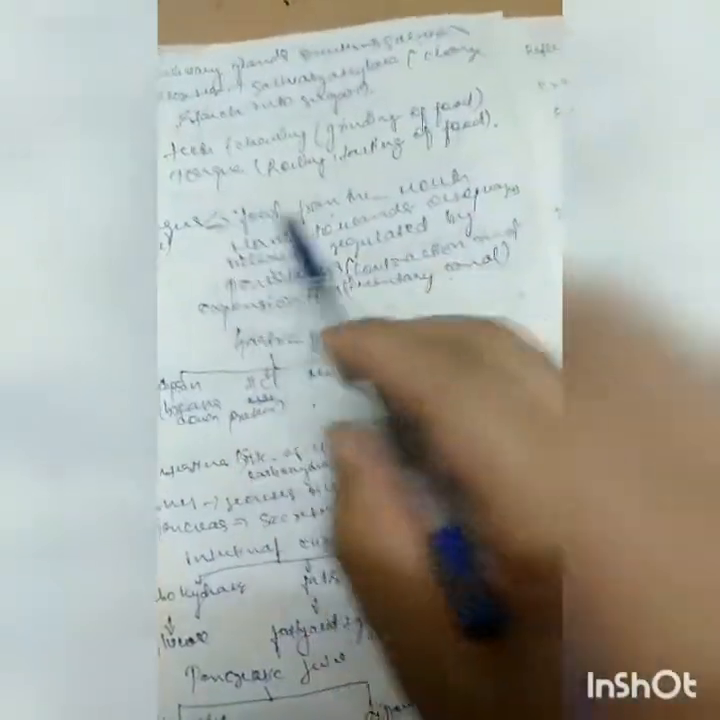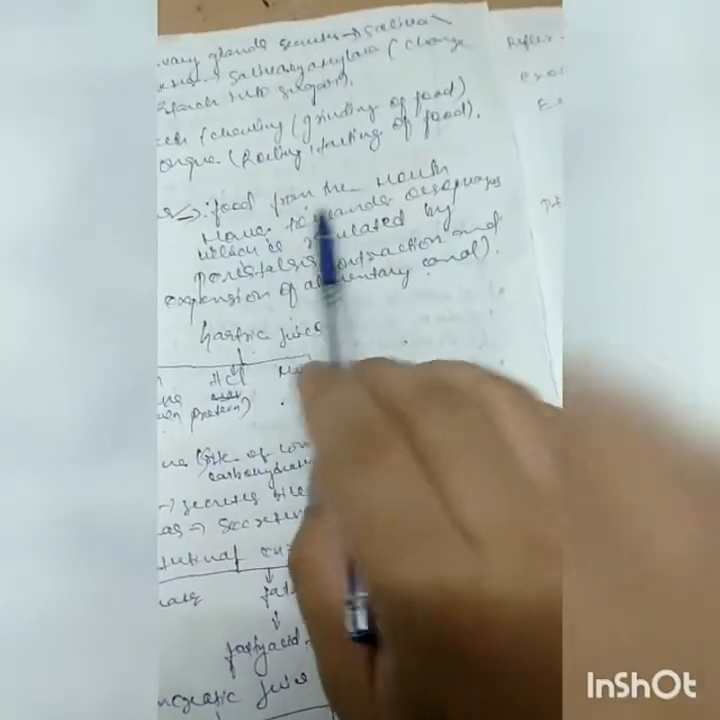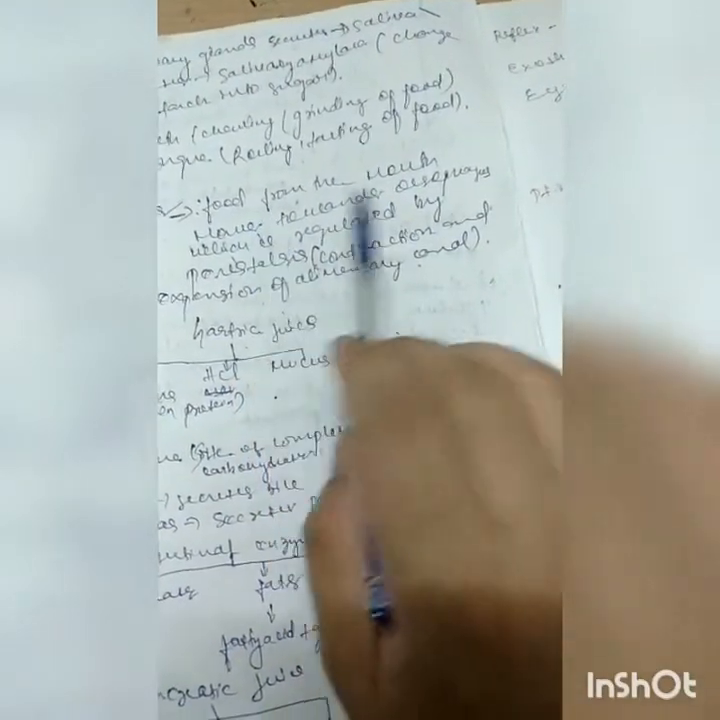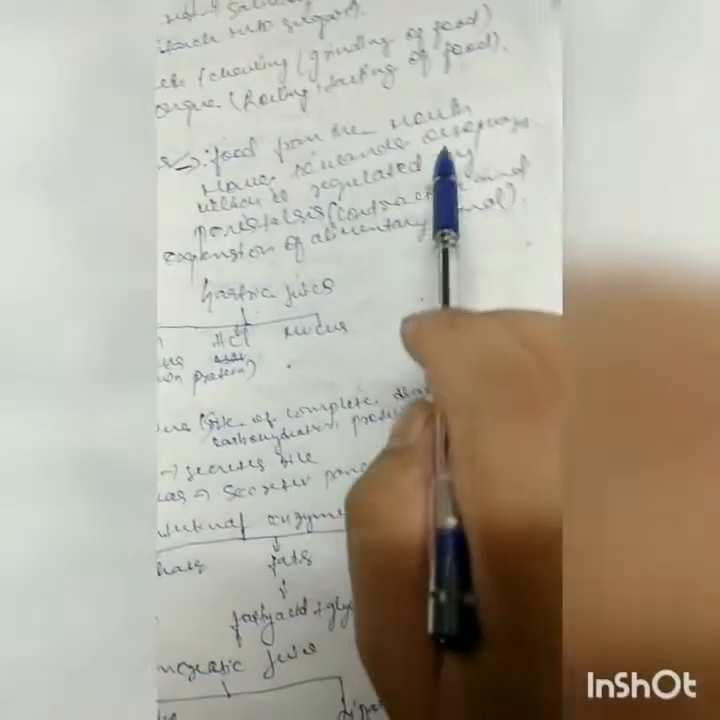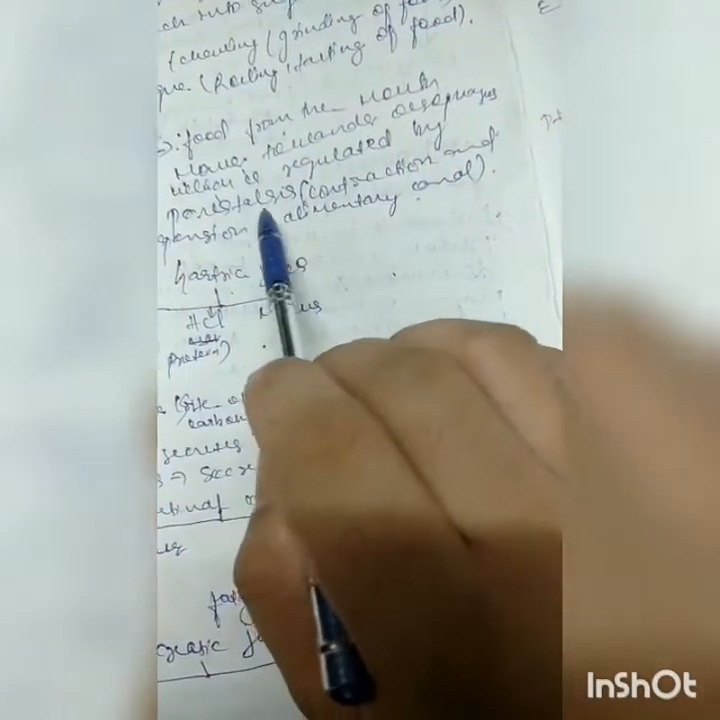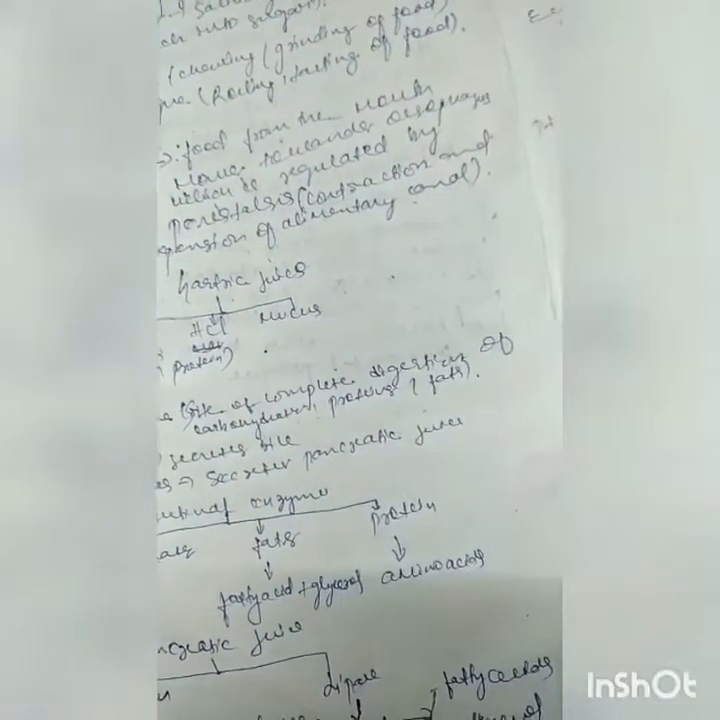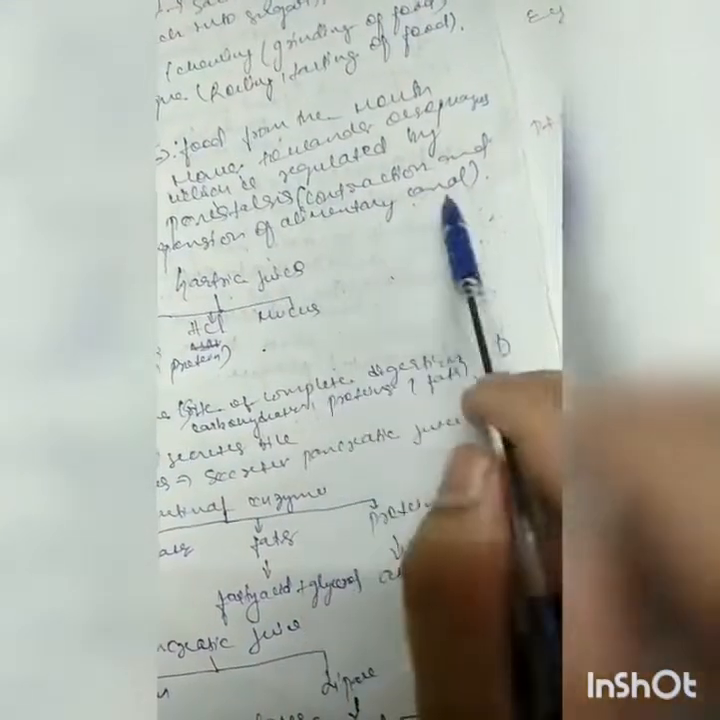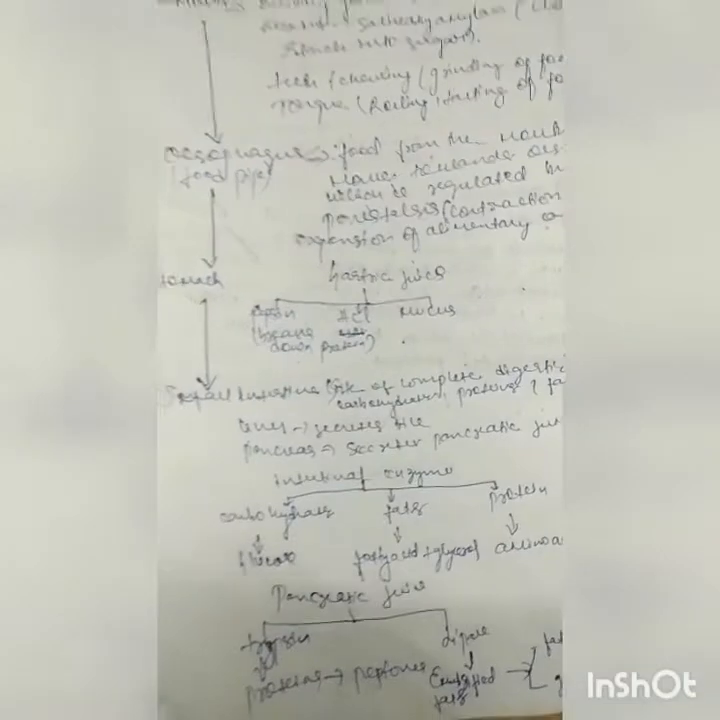smoothly through the esophagus. So in the esophagus also some events happen. Food from the mouth moves towards the esophagus, which is regulated by peristalsis. The peristalsis is a contraction and expansion of the alimentary canal. The alimentary canal itself is the esophagus, right? Don't be confused with that.